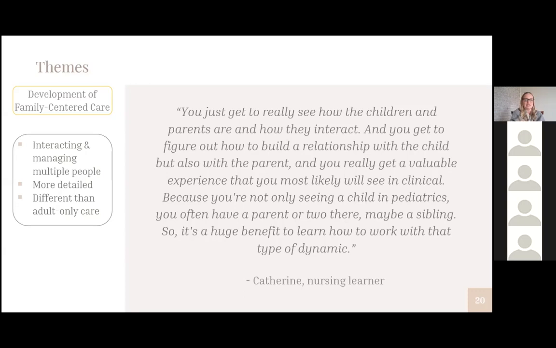The learners did identify that pediatrics, and what I identified as a family-centered care approach, was more detailed than they're used to. They get lots more information because they do have so many people in the room, and they're getting all the information that they don't even need necessarily. So they're getting a lot, and it's identifying what you need to know and what you need to write down and remember. But again, not shutting down a patient from telling their story.